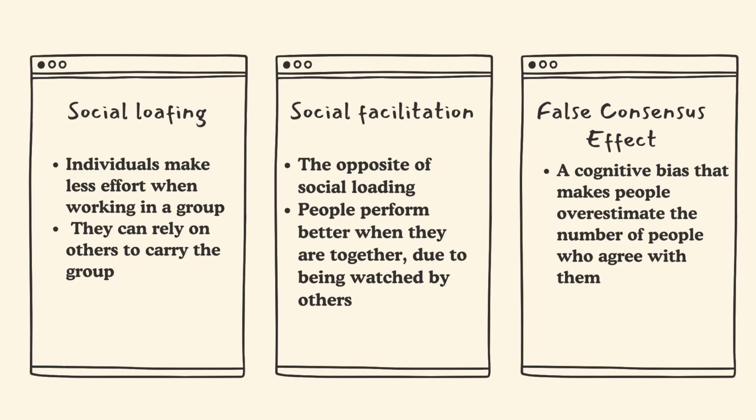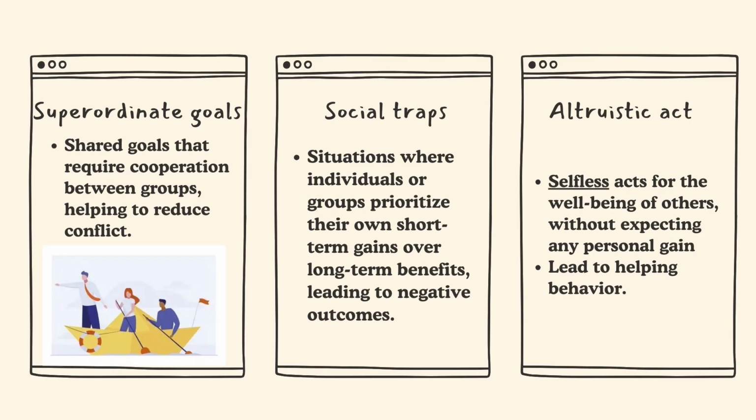or have the same idea as them. Superordinate goals are shared goals that require cooperation between groups, helping to reduce conflict. Social trap is a situation where individuals or groups prioritize their short-term gains over long-term benefits, leading to negative outcomes. Altruistic act is a selfless act for the well-being of others without expecting any personal gain, and this leads to helping behavior, and this is the opposite side of the social trap.